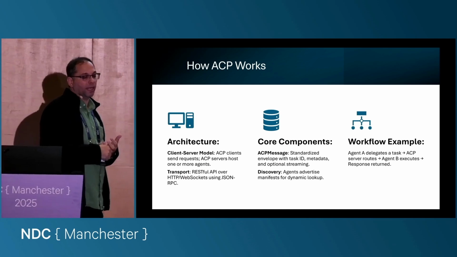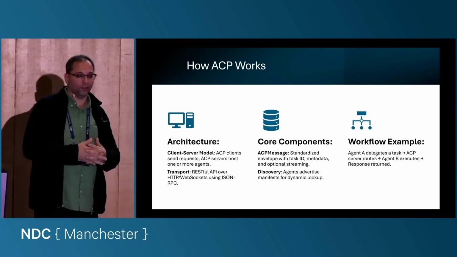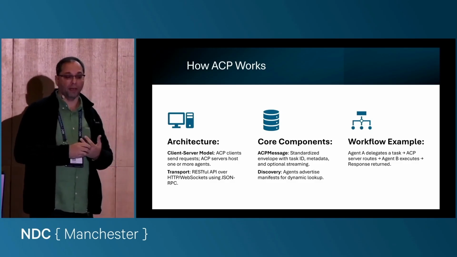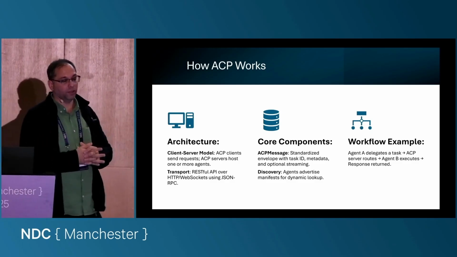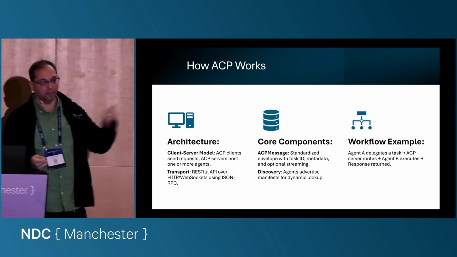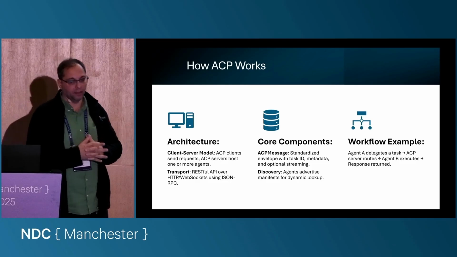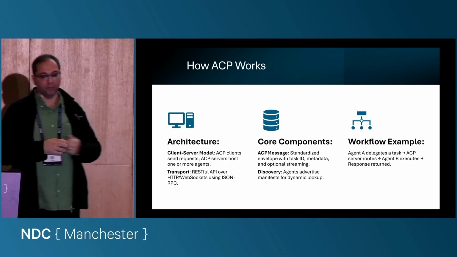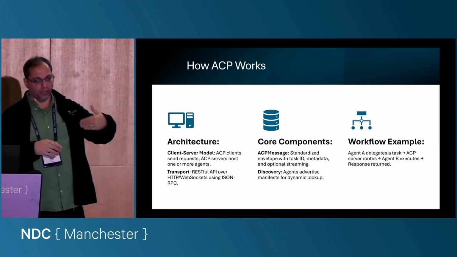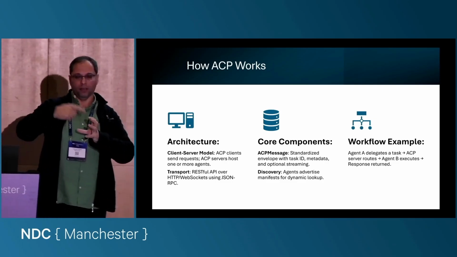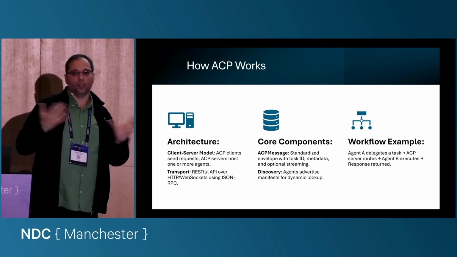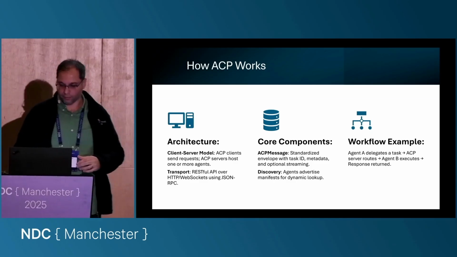So how does ACP work? Again, client-server model that we know quite well. It sends a request, and the server responds back with the result. It's a RESTful API call using JSON-RPC again. Core components: there's an ACP message, a task ID and metadata, and there's discovery, basically. It looks at dynamic lookup, and there's a workflow example where agent A could delegate tasks to another agent within the agent framework. It might say, hey, translate this and then write it into this document or something like that. You could do all of that stuff with it.